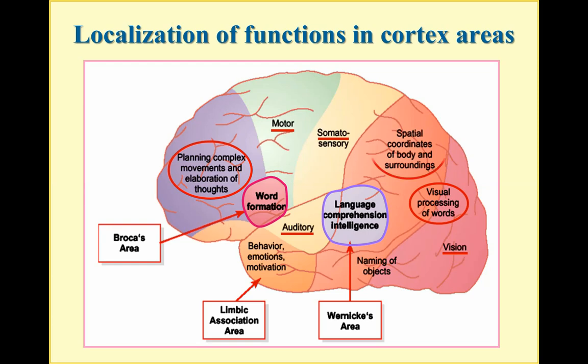Then what is also shown here: the spatial coordinates of the body and surroundings, the parietal cortex, posterior parietal cortex, and inferior temporal cortex, naming of objects and their images. When it's necessary to imagine some objects, the activity appears in this area, the inferior temporal area. And limbic association area, you can see again, behavior, emotions, and motivation. All these three points are characteristic for the limbic system as a whole. So we repeated again the functions and their localization in the cortex areas.